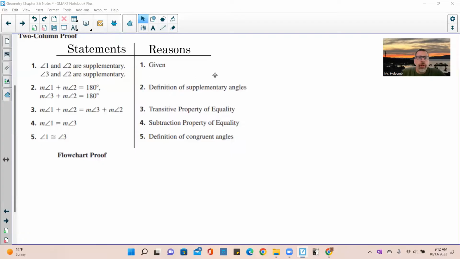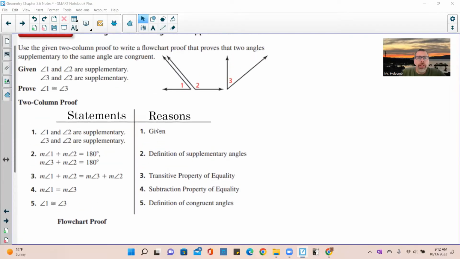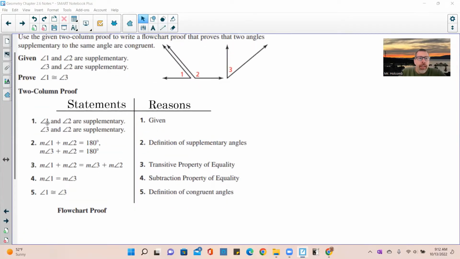Okay, so here we go. There is the two-column proof. So let's just take a look at this first. It says statement, angle 1 and angle 2 are supplementary. So these two angles right here, let me label them. They add up to 180 degrees. So angle 1 and angle 2 are supplementary.